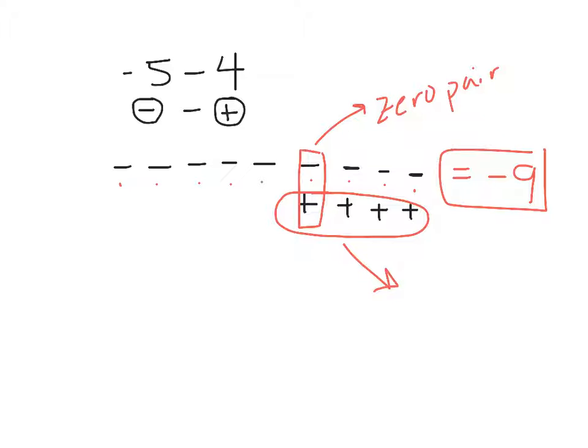Let's look at another one. So 6 minus 10. That's a positive 6. 1, 2, 3, 4, 5, 6. So this is a positive minus another positive. And I want to take away 10 positives. Well, I don't have 10 positives yet. I only have 6 positives.